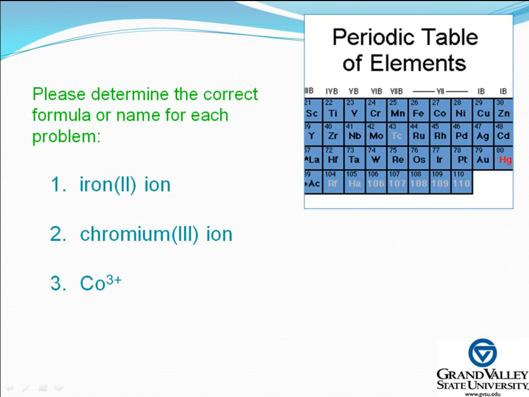Here are a few practice problems. Please pause the tutorial and determine the correct formula or name for each example. For problem number 1, since there is a Roman numeral 2 in parentheses, the correct answer is Fe2+. Here are the rest of the answers.